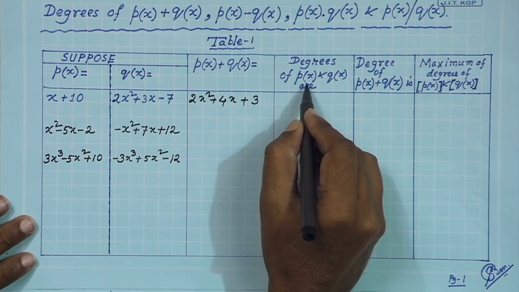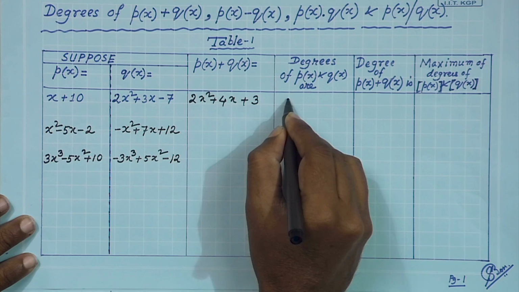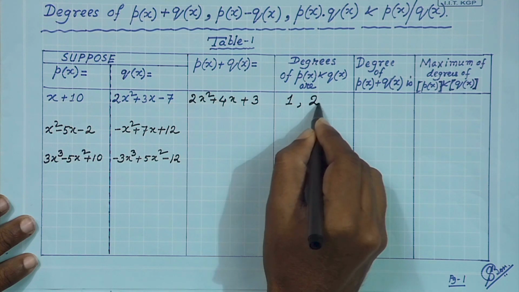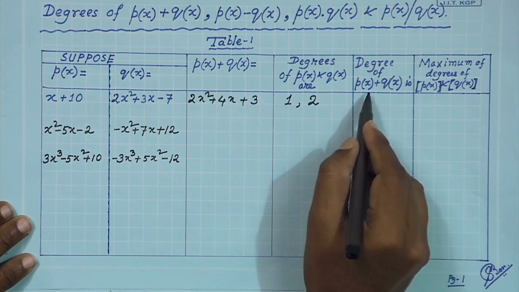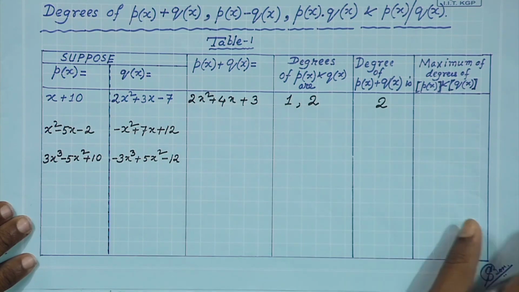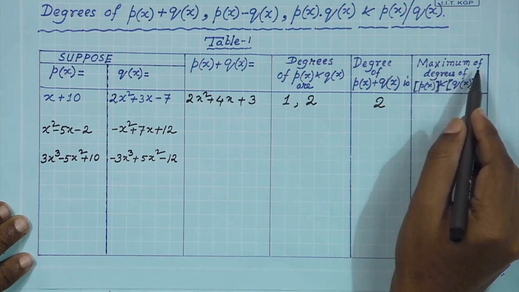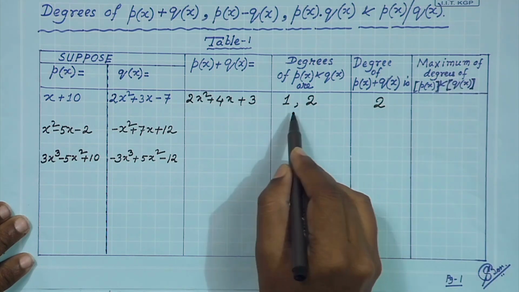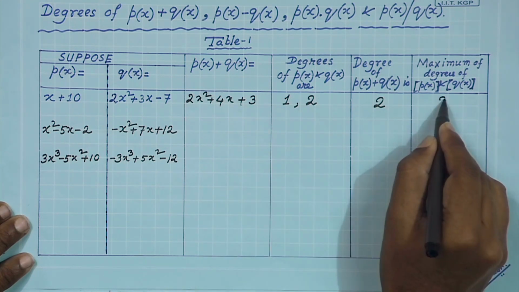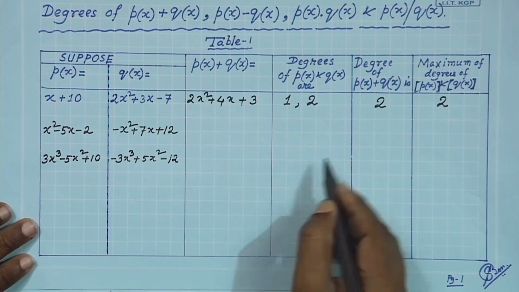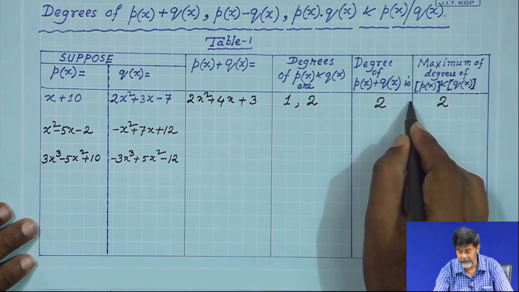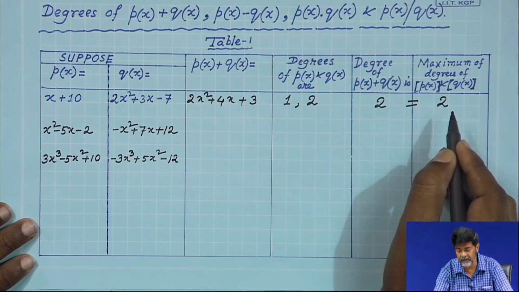Now, find out the degrees of p(x), q(x) and p(x) plus q(x). For p(x), the degree is 1. For q(x), it will be 2. And what is the degree of p(x) plus q(x)? It will be 2 again. Now, tell me what is the maximum of the degrees of p(x) and q(x)? The maximum of 1 and 2 is 2.